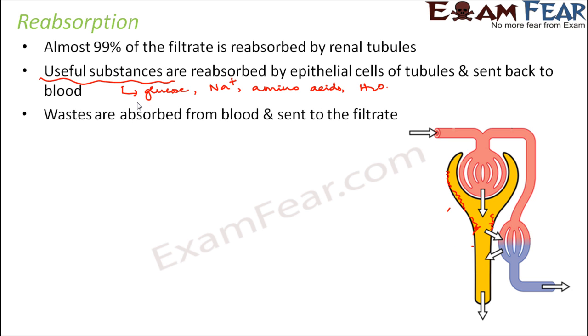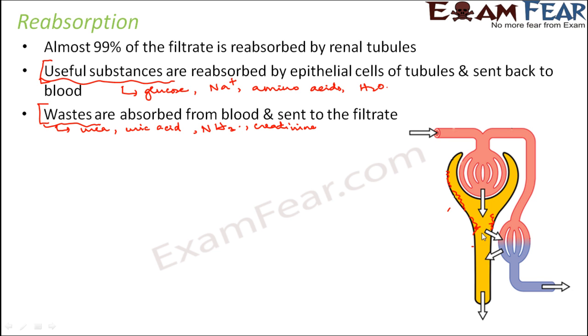Now, what happens to the rest of the substances? The rest is all waste. And what are the wastes? These wastes are mostly the nitrogenous wastes like urea, uric acid, ammonia, and creatinine. These are all nitrogenous wastes, and they need to be thrown out of the body. So now the question is how the reabsorption happens, how the useful substances are reabsorbed, and how the wastes are absorbed from the blood and sent to the filtrate.